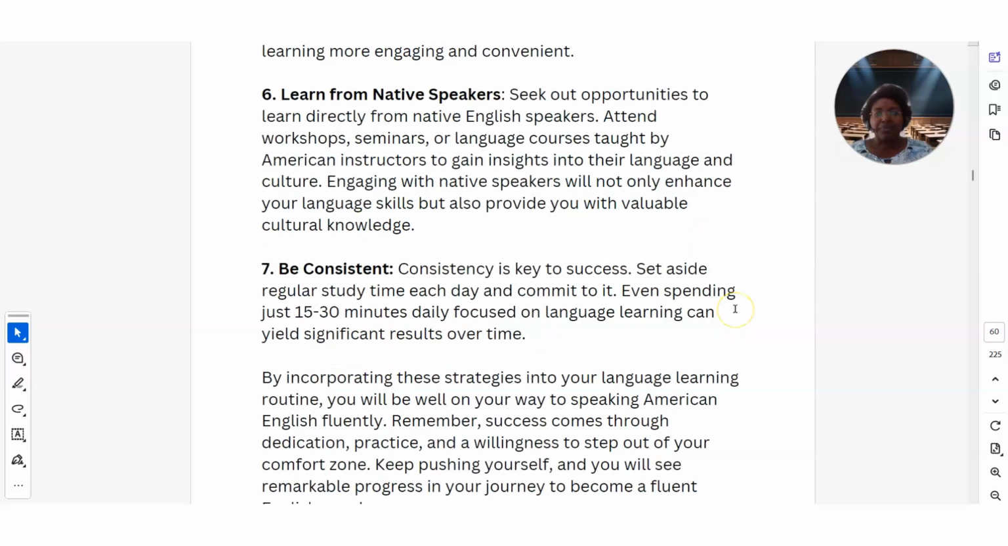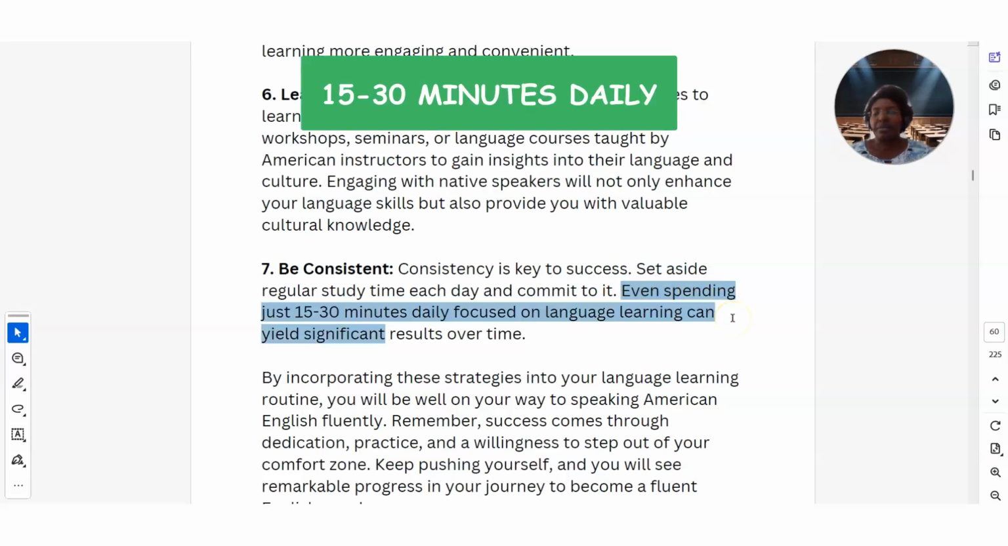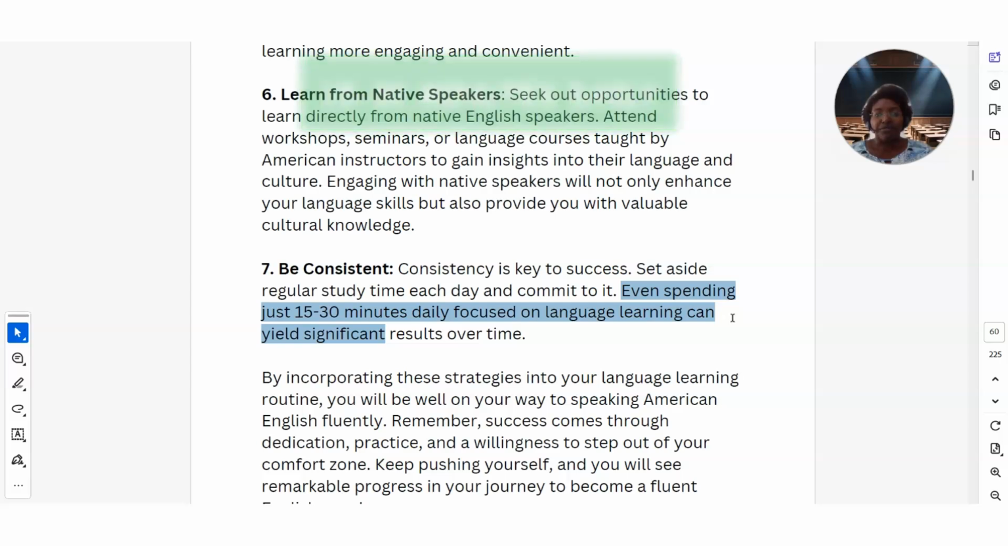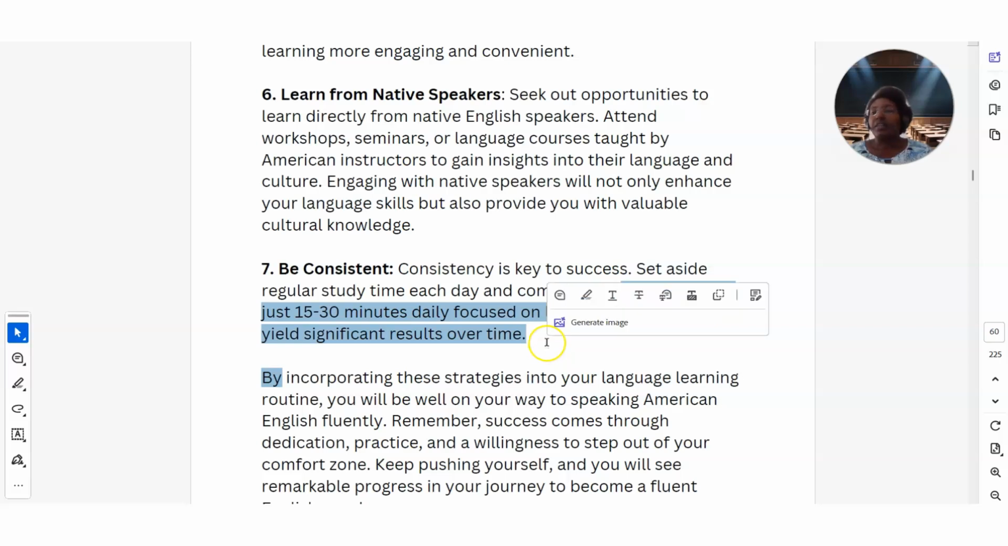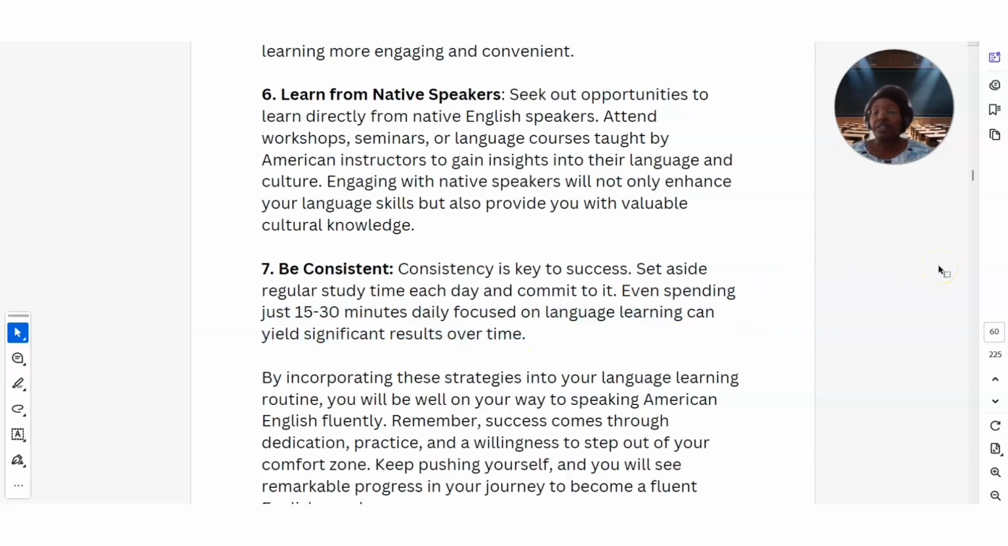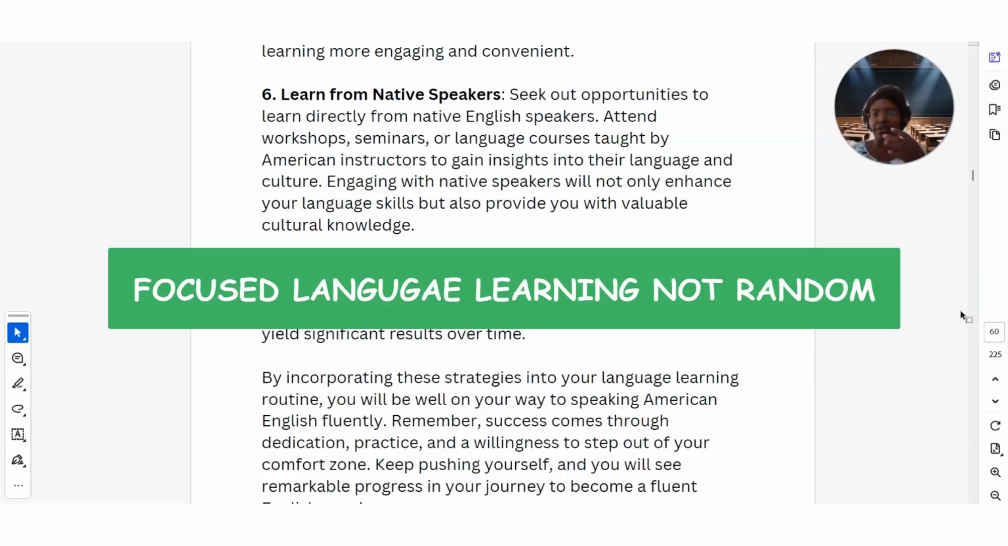Let's look at number 7, be consistent. It's interesting that the advice is even spending 15 to 30 minutes daily, if it's on focused language learning, so you're really focusing, can give you good results, significant results over time. So some students think, I don't have an hour a day to study English. It can just be 15 to 30 minutes, but it has to be daily, and you should be focusing on something each time. So you might say, okay, I'm going to practice my listening. I'm going to put a podcast on, or a movie or a TV show.